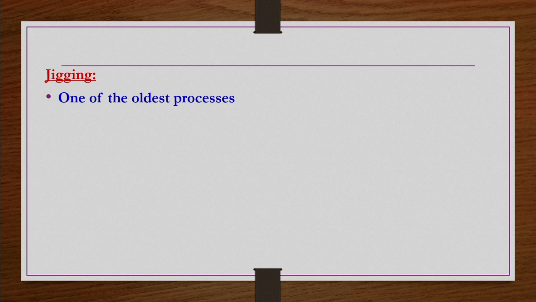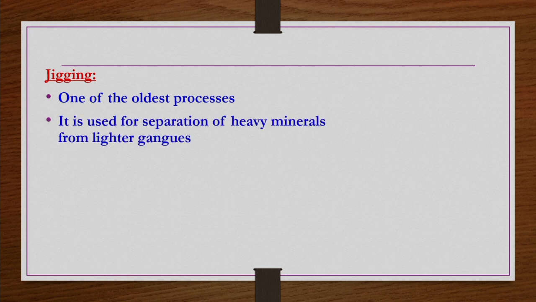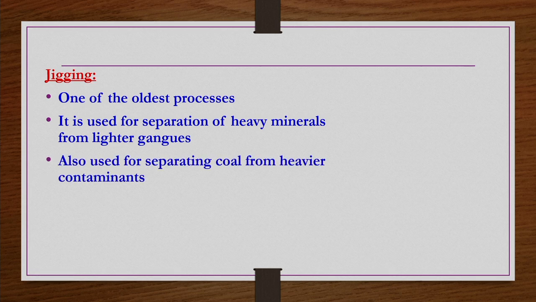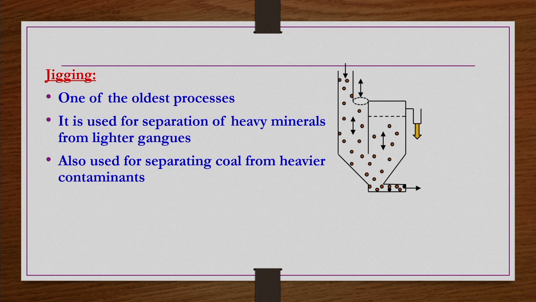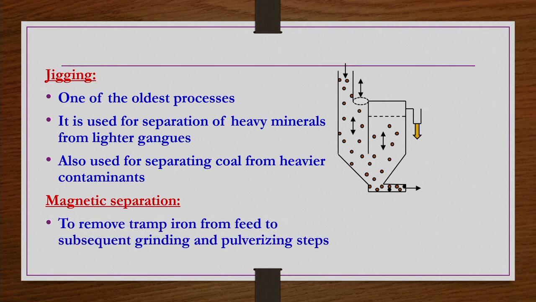Jigging is one of the oldest processes. It is used for separation of heavy minerals from lighter gangues, and also for separating coal from heavier contaminants in general, but nowadays this is not used in the majority of chemical plants because advanced methods have come into the chemical plants. Then magnetic separation, to remove tramp iron from feed to subsequent grinding and pulverizing steps. So this is one example. To concentrate magnetic iron ores is another one.